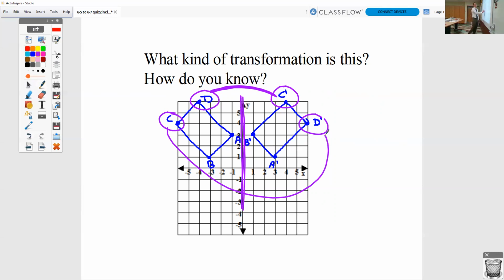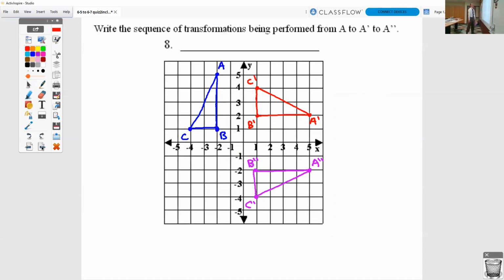Notice that the A and B aren't matching up either, right? This is actually being turned, all right? This is actually being turned like this. So this is actually a rotation of 90 degrees clockwise. You have to be very careful sometimes. You really have to stop and look at the letters. So here's the type of question that you're going to have.